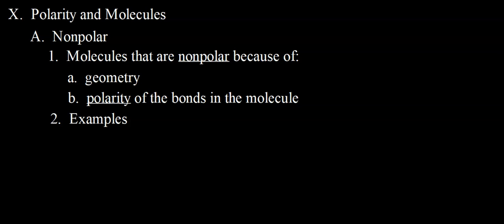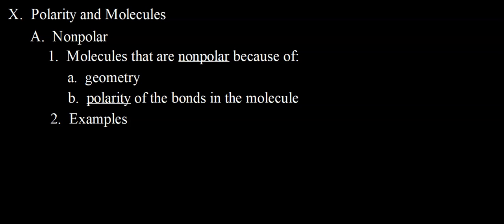By opposite ends, we're talking about regions of partial negative charge. If the electrons are more on one side of a molecule than another, that'll make that molecule polar. And if the electrons are not on opposite ends, if they're found mostly in the middle of the molecule, or right in the middle between two atoms, then that molecule will be nonpolar.